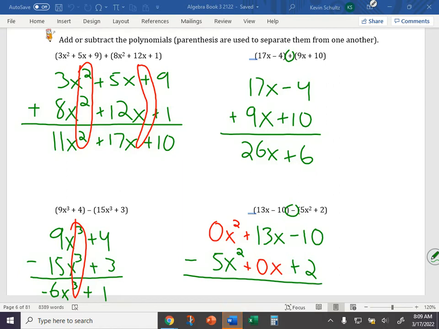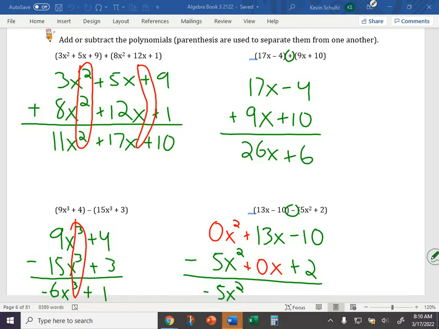And so you do have to think about this as 0x squared minus 5x squared. You can't just bring down the 5x squared because there's nothing to combine it with. It is 0 minus 5, which would make it negative 5. That oftentimes gets missed. Okay? It's more easily taught if you do write that there's no x squared in that top expression. Then you see 0 minus 5, negative 5.